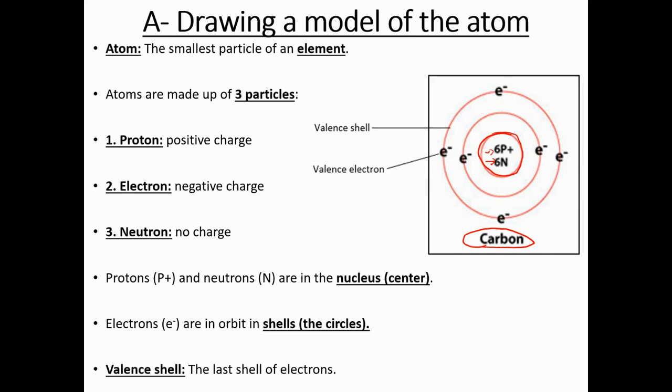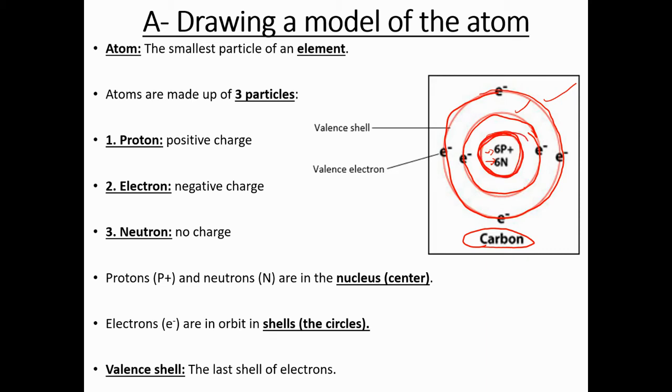A couple things you need to remember as well. So again, these are called shells, where you see the electrons. Those are called shells. They can also be called energy levels. And you'll notice that this particular atom has 2 shells, one here and one here. So this is shell 1, shell 2. This first circle is not a shell, it's the nucleus.